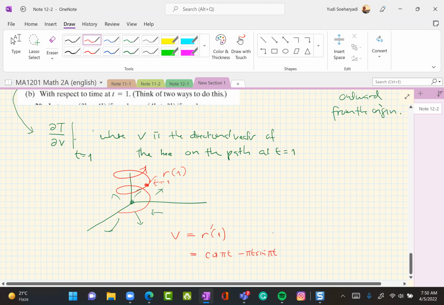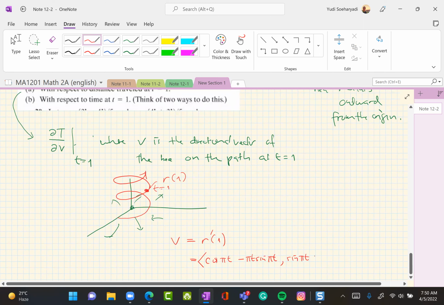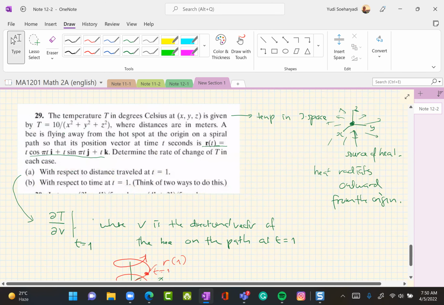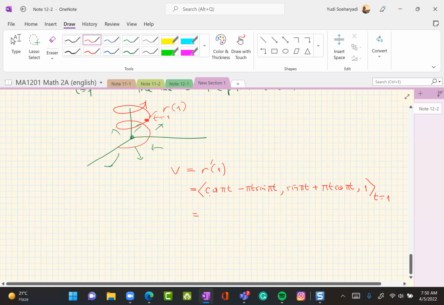Okay. So this is the direction of i, direction of j, but this is t sine pi t, so this becomes sine pi t plus pi t cosine pi t, right? And k direction is just 1. And plug in t equals 1. So you get cosine pi t. Cosine pi is negative 1. So yeah, negative 1. And minus sine pi. Sine pi is 0.